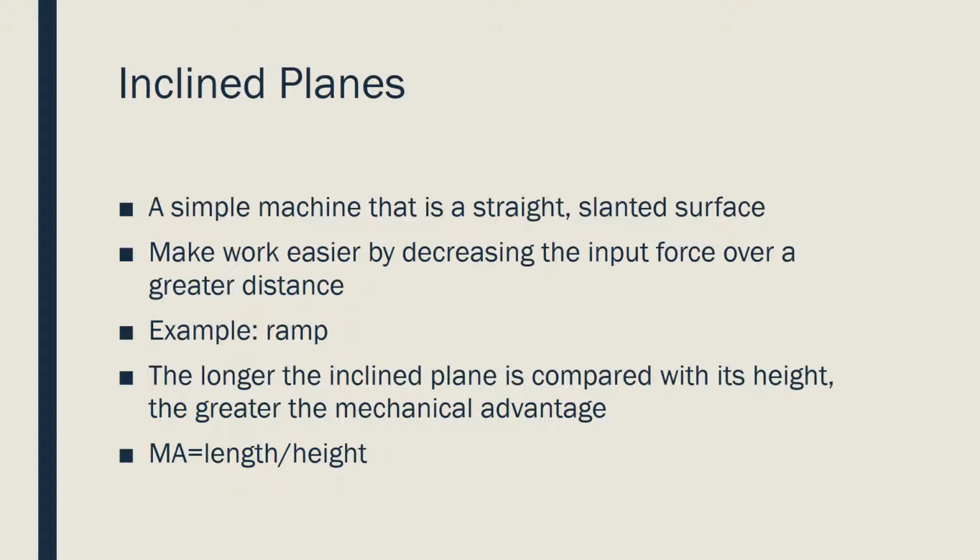The longer the inclined plane is compared to the height, so the more shallow it is, the greater its mechanical advantage, because you have to put in less input force. To find the mechanical advantage of an inclined plane, we just have to take the length of the ramp divided by the height of the ramp. So the longer it is in length and the shorter it is in height, the more you're going to get out of that inclined plane, the more advantage you have.